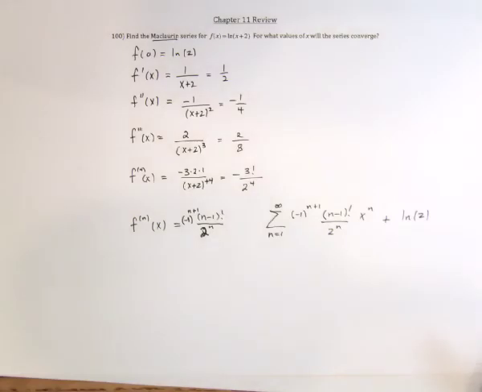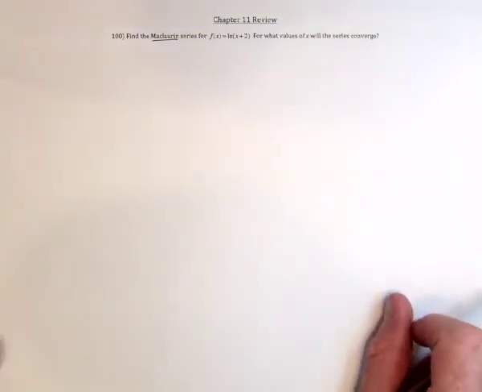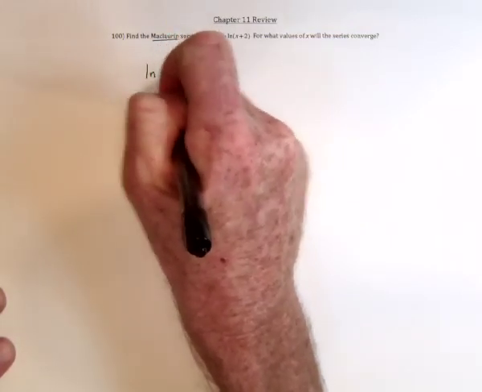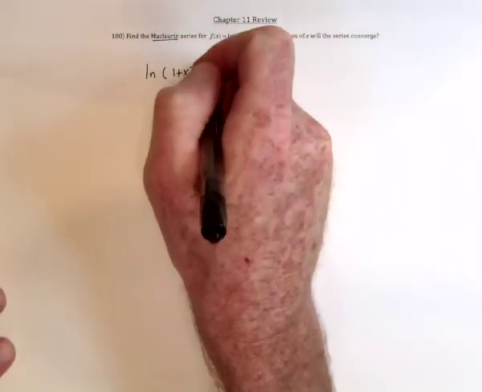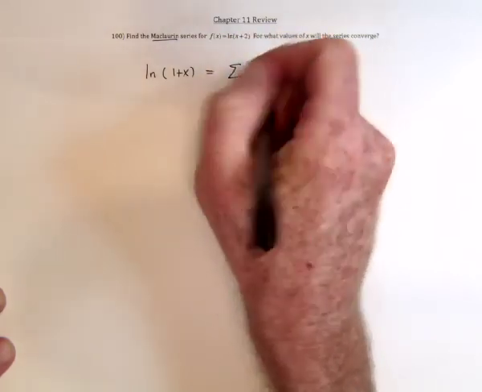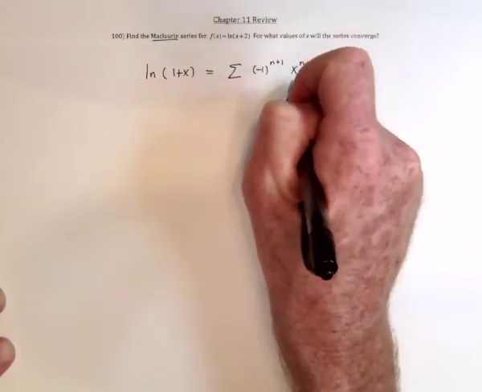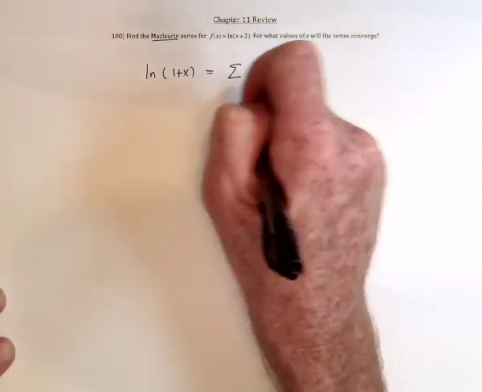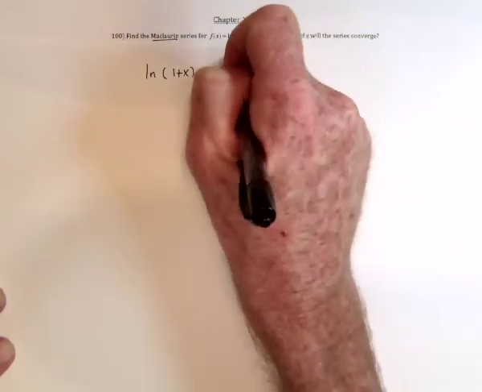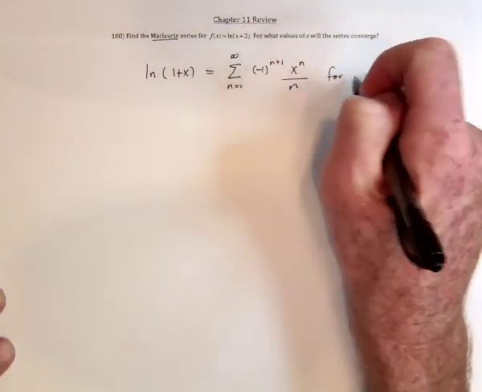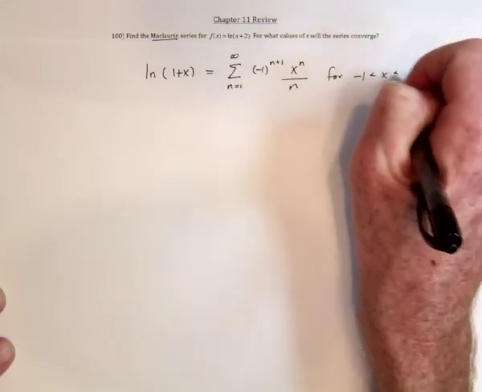But is there another way to do this? So what if instead of doing all of that work, we take a series that we already know, like the natural log of 1 plus x is the sum of negative 1 to n plus 1, and then it's x to the n over n as it goes from 1 to infinity. And this works for these values.